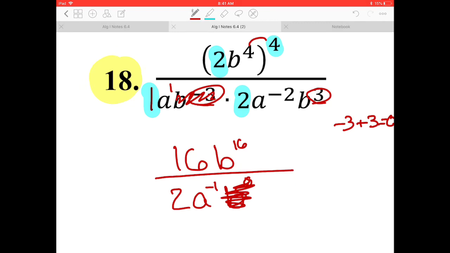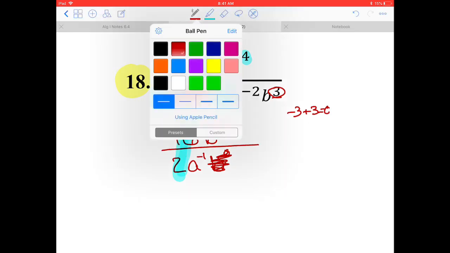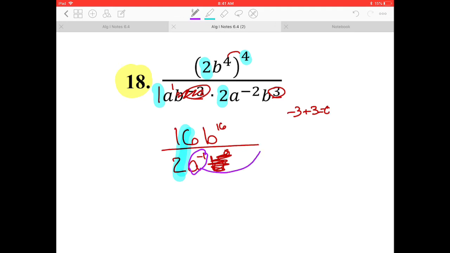So really all I need to do with this to get a final answer is to reduce the coefficients, or actually divide 16 divided by 2. And then this guy right here has to cross the line, flip the sign.